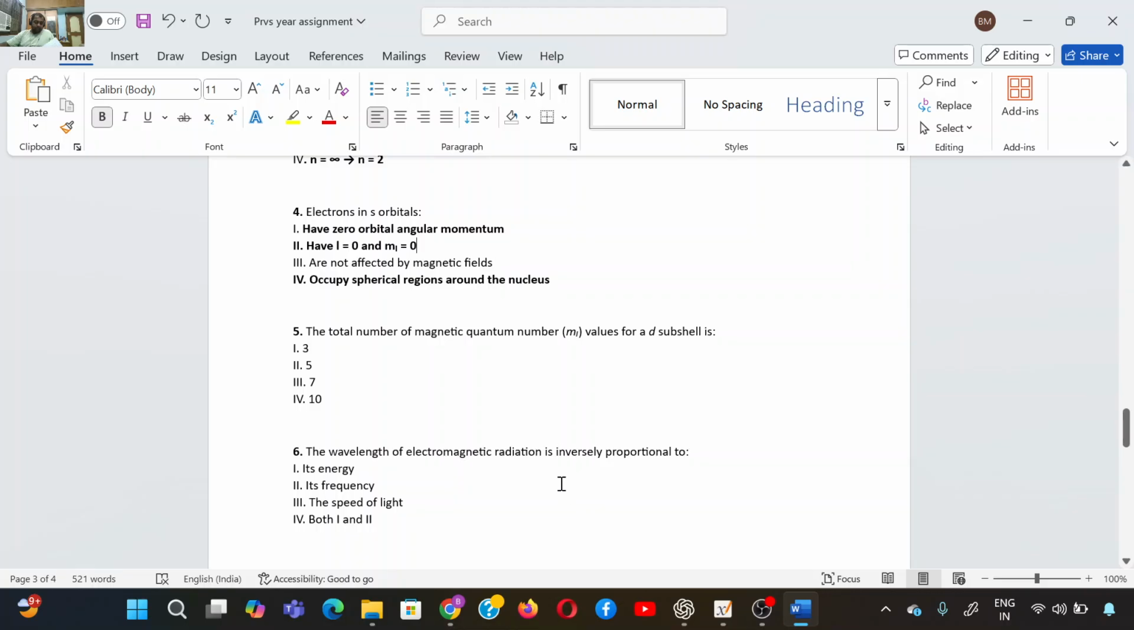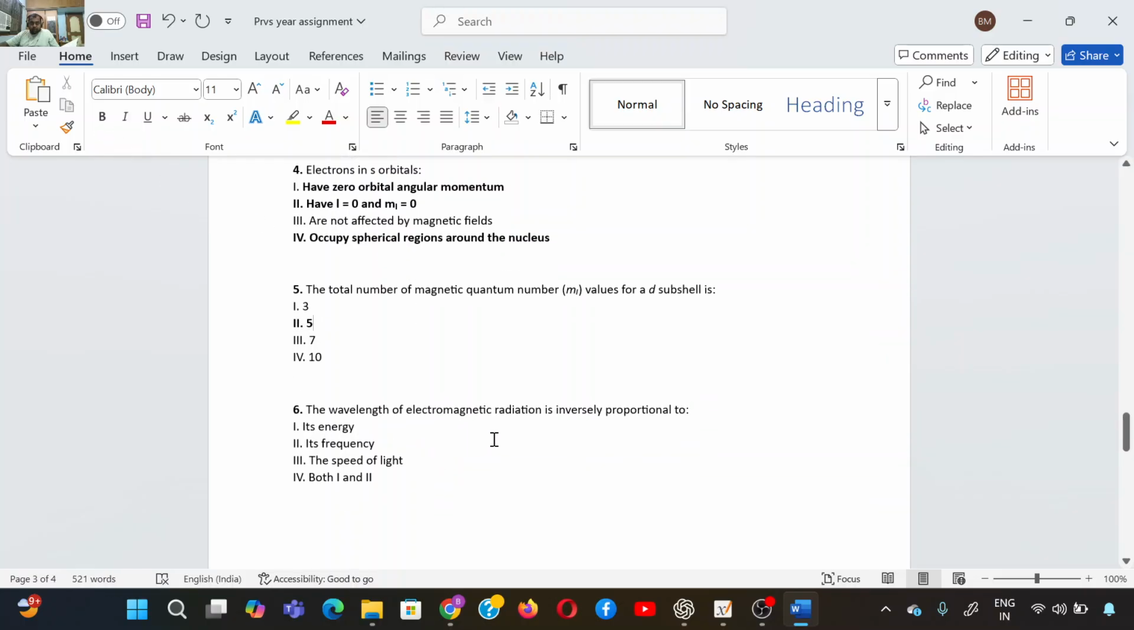Okay, so the total number of magnetic quantum number values for the d subshell is how much? So what is d? d is l is equal to 2. So at l is equal to 2, m can go from minus 2 to plus 2 through 0. So it's minus 2, minus 1, 0, 1, 2: 5. Answer is 5.